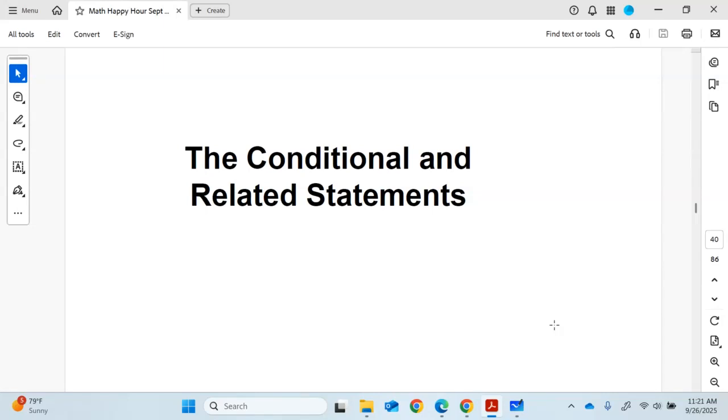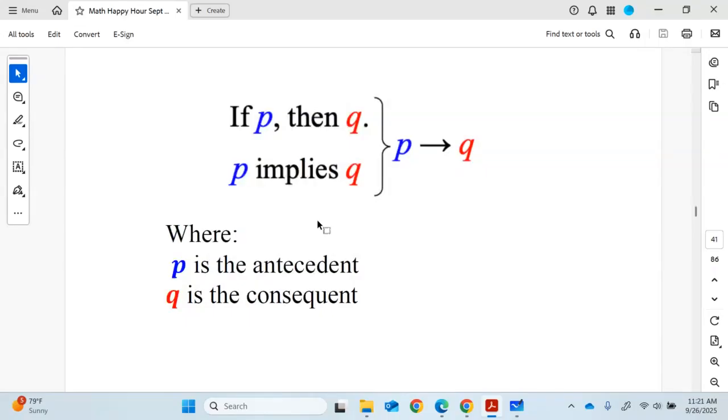So now we're going to go back and talk about conditional statements. Conditional statements are very important because they have related statements. And what do I mean by related statements? Well, whenever you have a conditional statement, there are other statements that you can create in a similar way. Now, a conditional statement is one that has if then. So you can identify it by those prepositions. If P happens, then Q needs to happen. Another way of reading or writing that would be P implies Q. So if P happens, that implies that Q must happen as well.